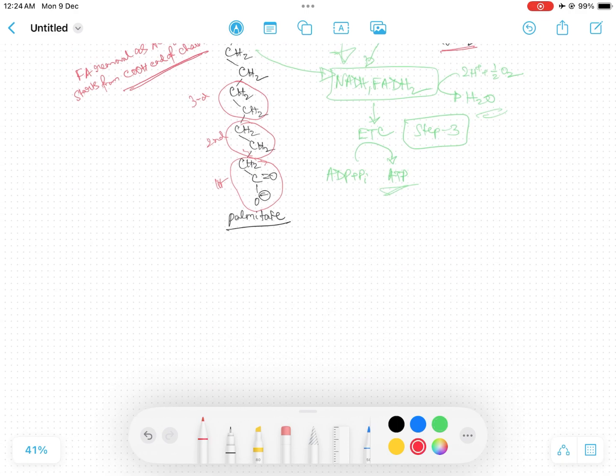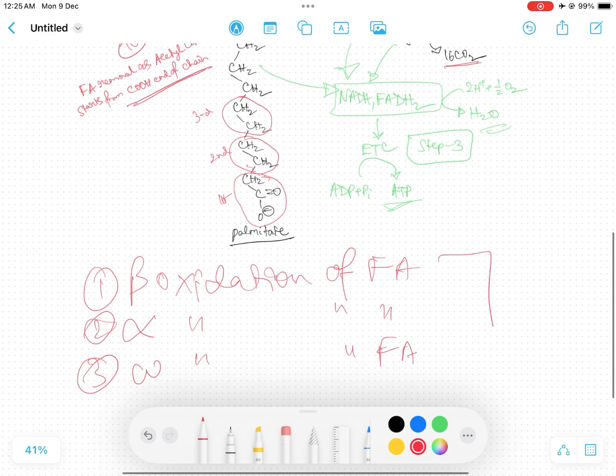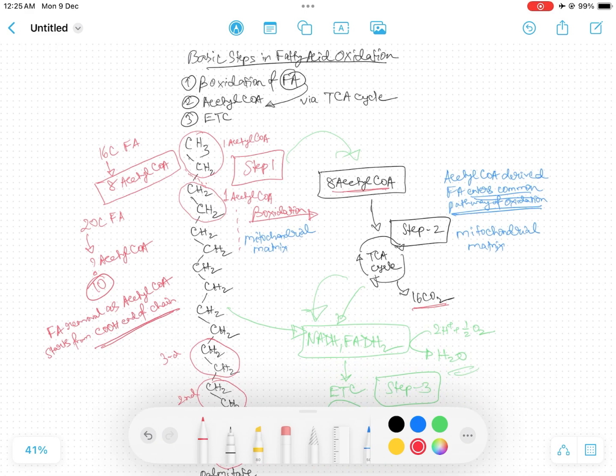There are three main types of fatty acid oxidation. One is the beta oxidation of fatty acid, one is the alpha oxidation of fatty acid, and another is the omega oxidation of fatty acid. We will see all the oxidations in our subsequent lecture videos. For now, these are the general basic steps of how fatty acid oxidation occurs.